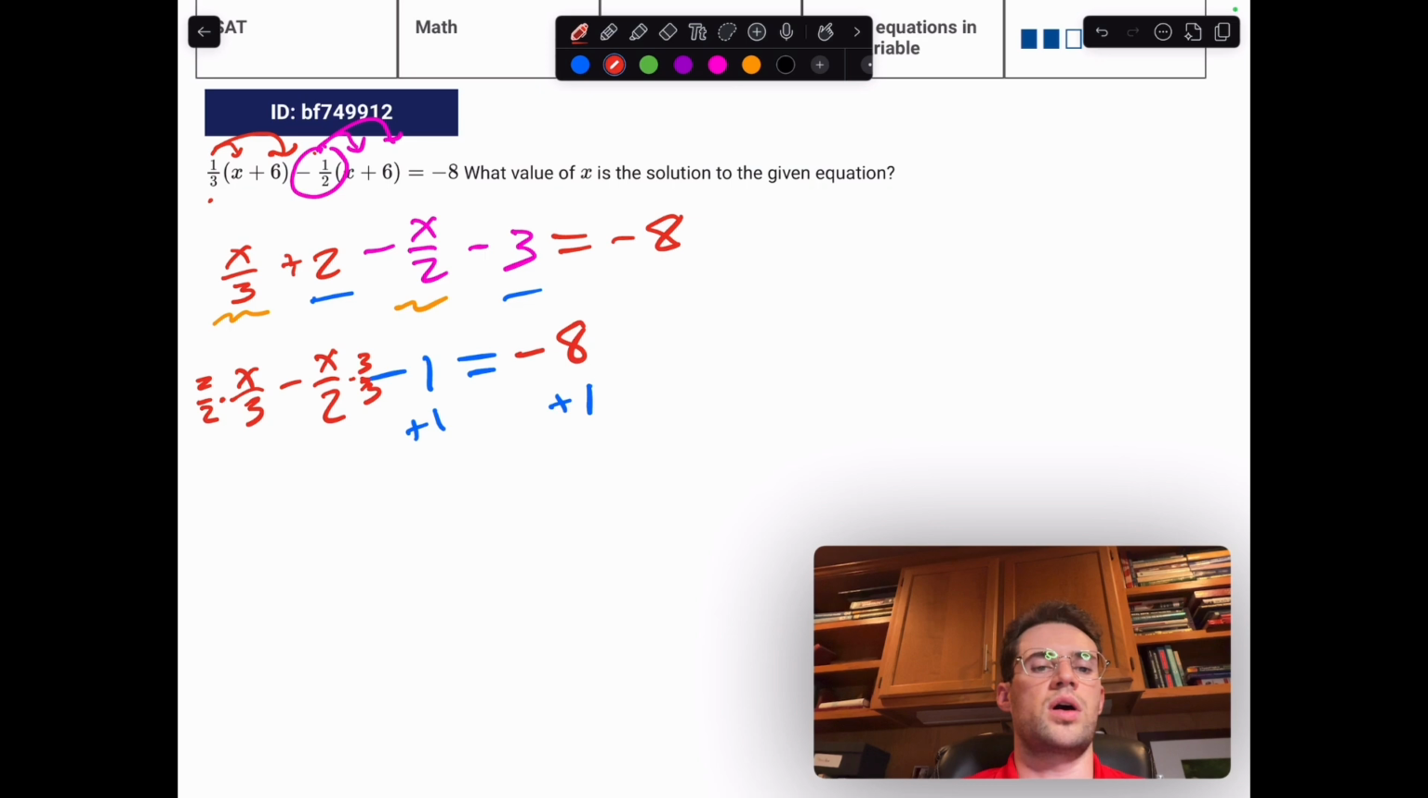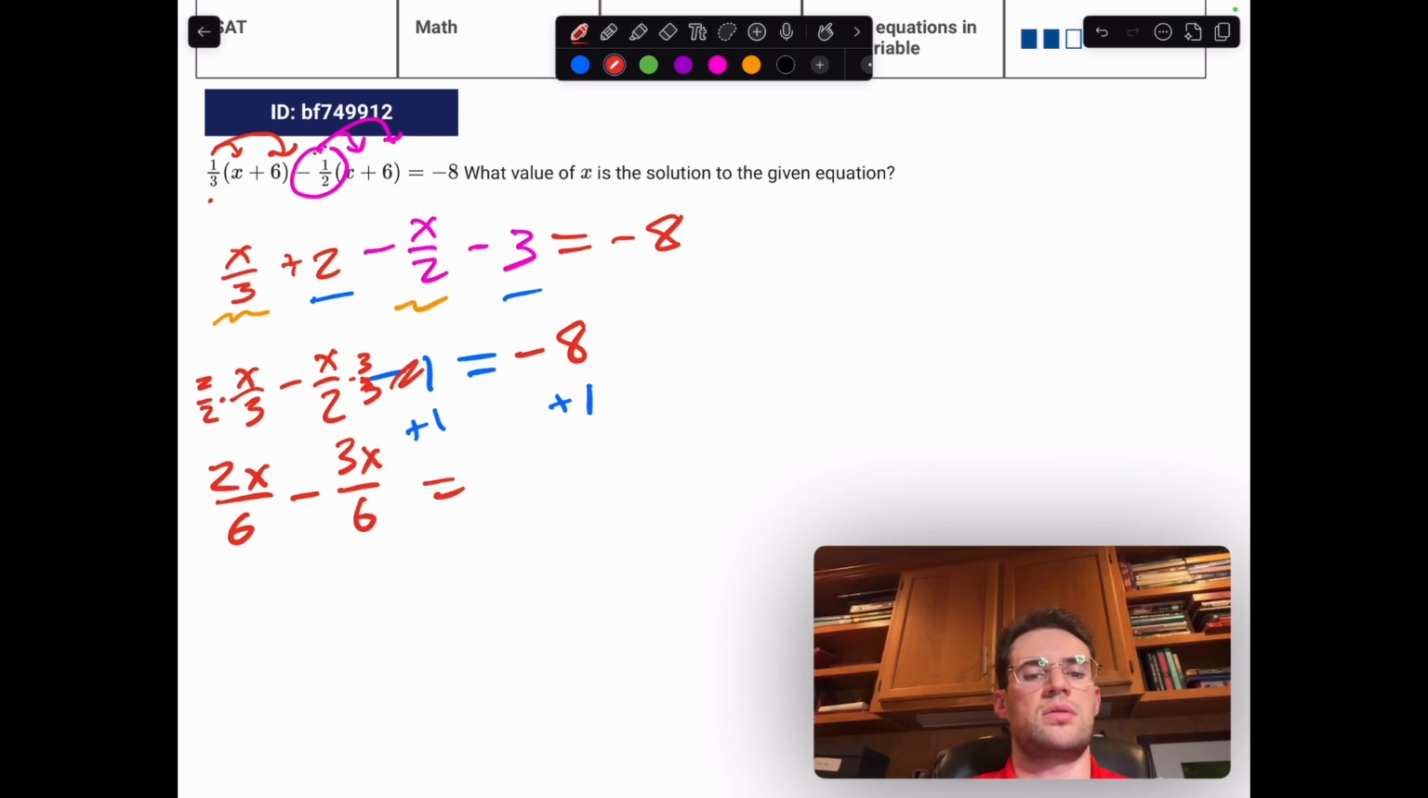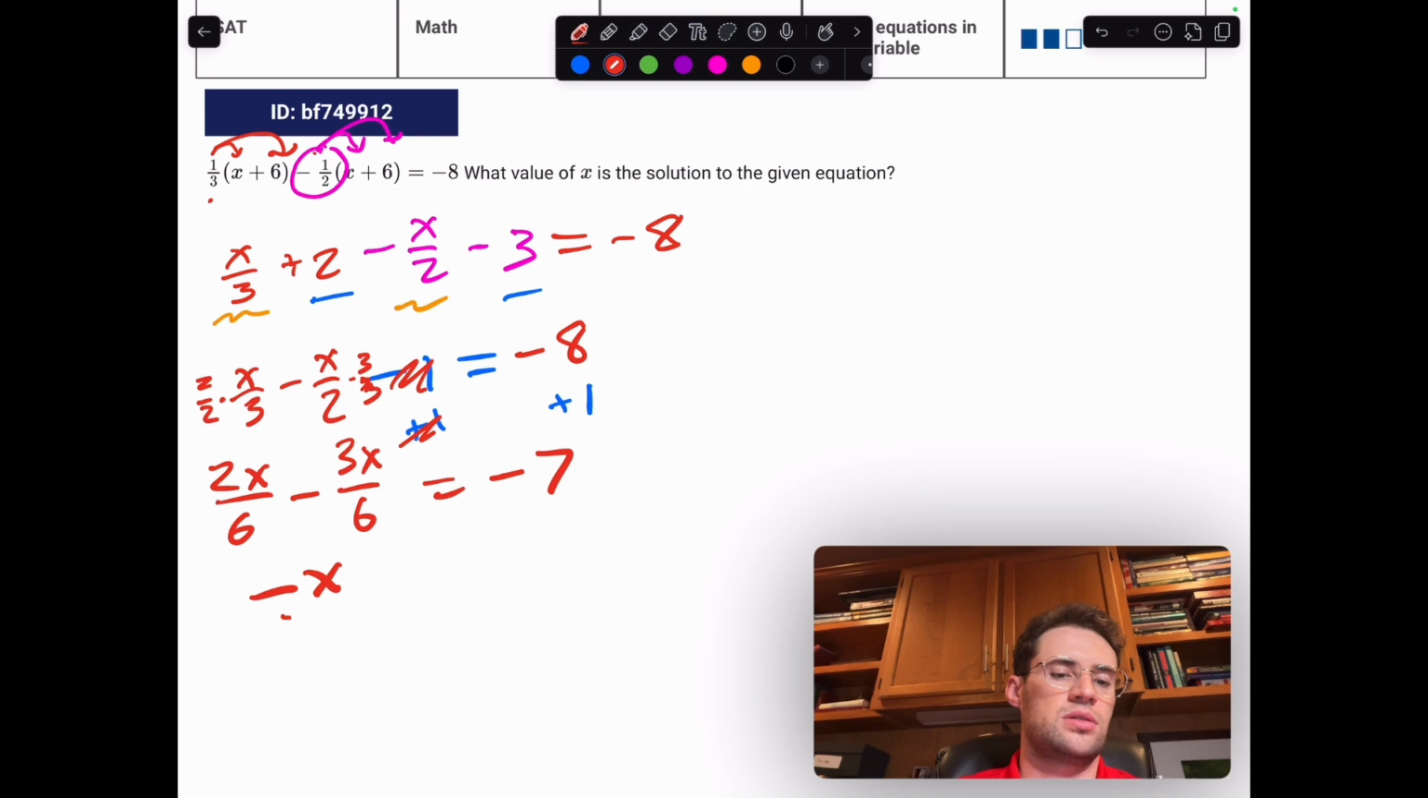Right? Those are different forms of 1s. They don't change the value, but they give you the same denominator. So we get 2x over 6 minus 3x over 6 equals, and then we said the -1 plus 1 cancel, and -8 plus 1 is -7. So 2x minus 3x would give you -x over 6 equals -7.